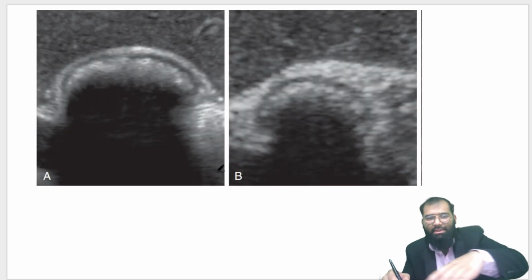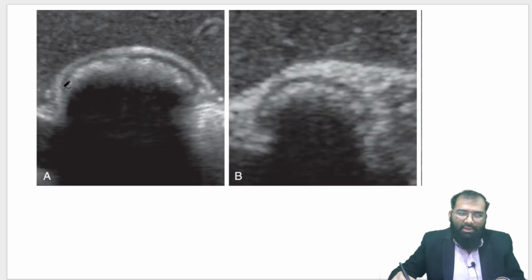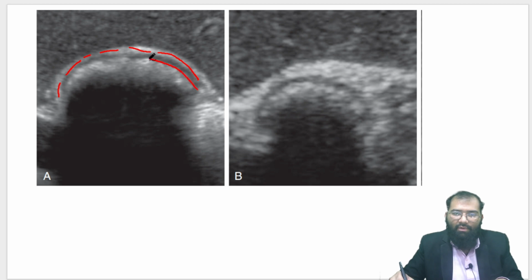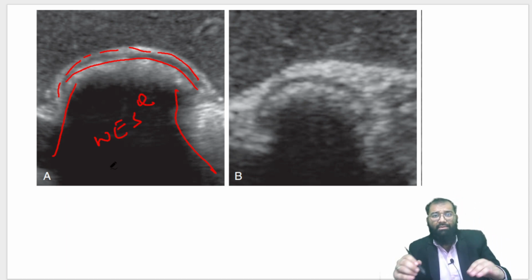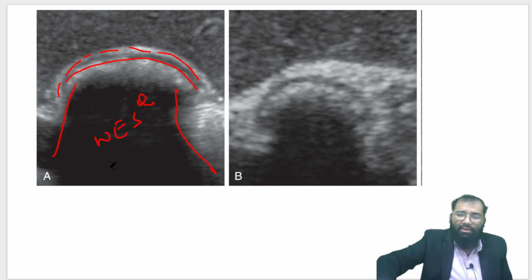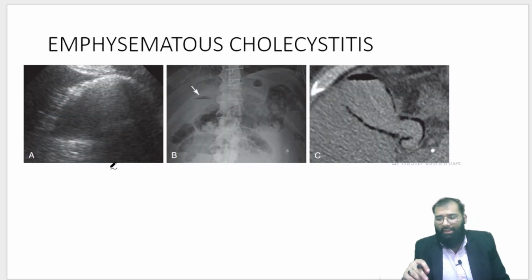Okay, so this is a prospective new question. I'll show you the image. So look here, you are able to see the GB lumen is not seen separately. You are able to see this hyperechoic area and then the GB wall, and here you are able to see dense shadowing. So this is called WES or wall echo shadow complex, which is classic of chronic calculus cholecystitis.